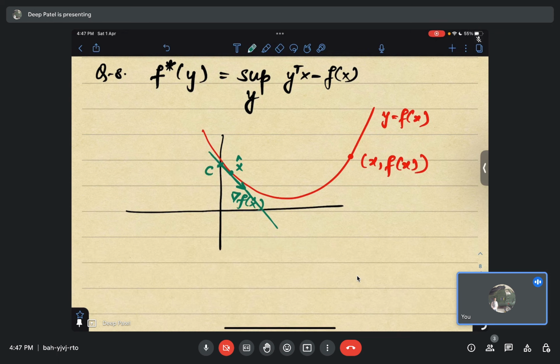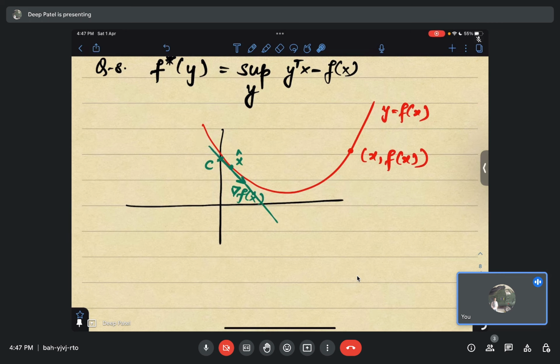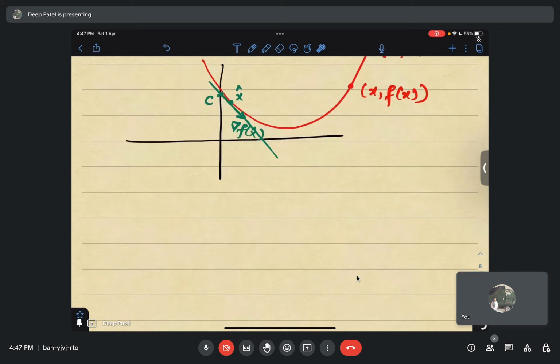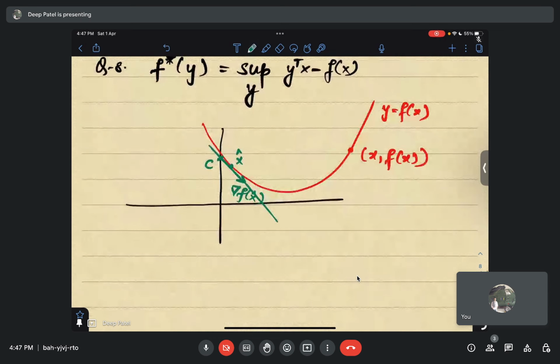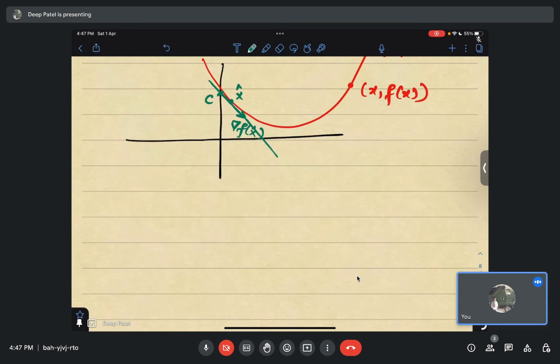So I hope so far you're with me. There is a point here, x hat. Let's say I have access to the gradient at this point. I'll draw a line which has slope gradient f of x hat at this point, and I'll look at the intercept of this line. So this works in all cases, whatever the shape of the function, it can be anything, but when we do analysis, we generally tend to use this for convex functions.